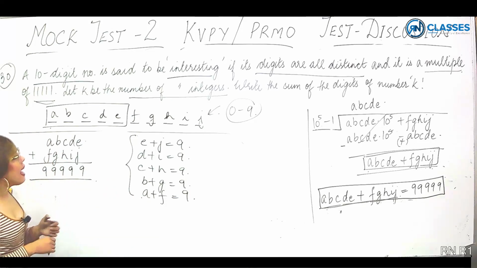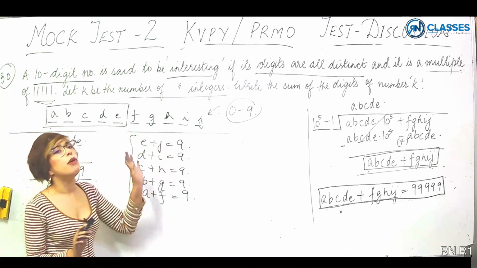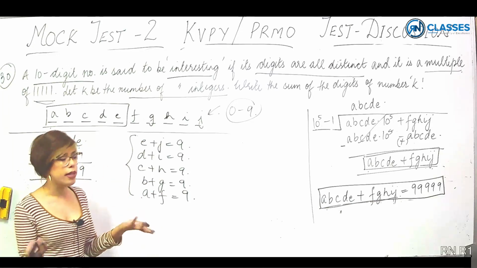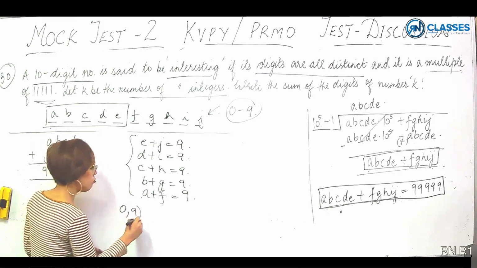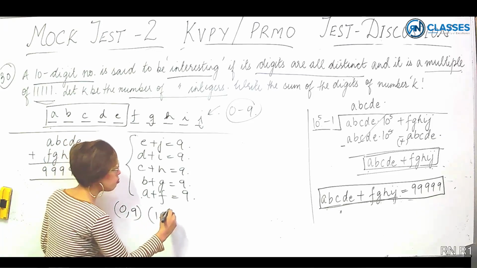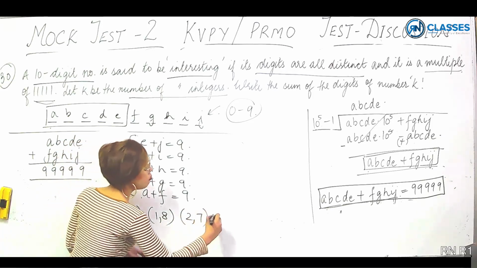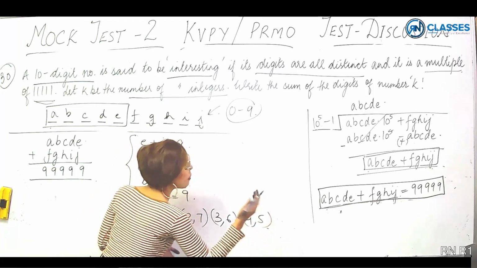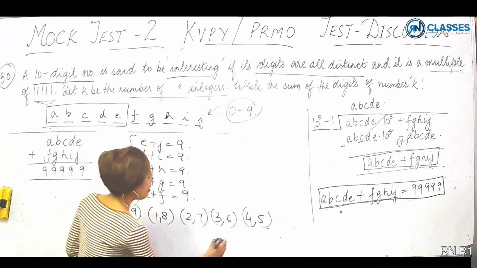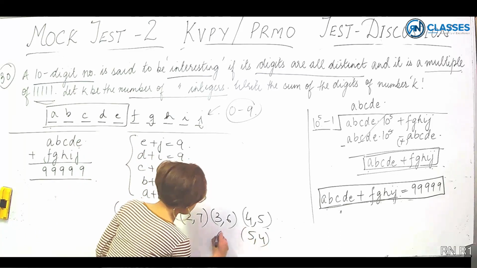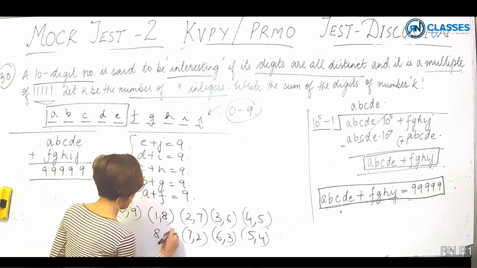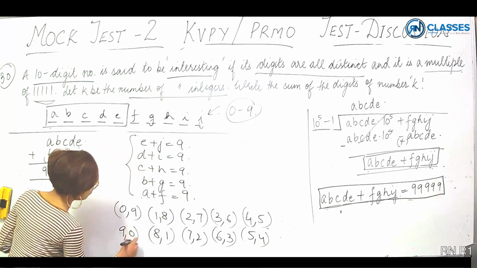Now, mind it, I need to write 9 as sum of two numbers, right? And how many different ways can I do that? I know that digits are 0 to 9. So, let's see. 0 or 9, 1 or 8, then 2 and 7, 3, 6, 4, 5. And then repetition is there. Let me write it down. 5, 4, 6, 3, 7, 2, 8, 1, and 9, 0.